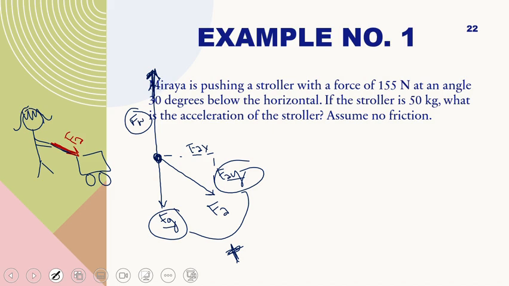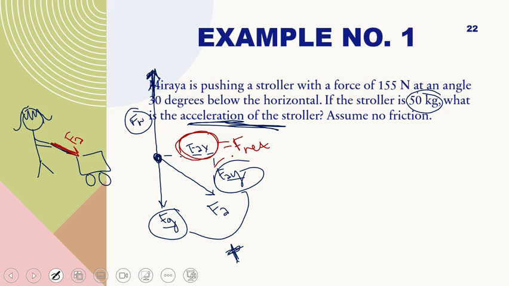Okay, so now let's take this and let's solve the actual problem. We're looking for the acceleration of the stroller, and we already know its mass. So what we need to find is the net force on the stroller. Now, we just talked about how the stroller is only moving horizontally. Its vertical forces are balanced. So this horizontal component of Mariah's applied force is going to be our net force.